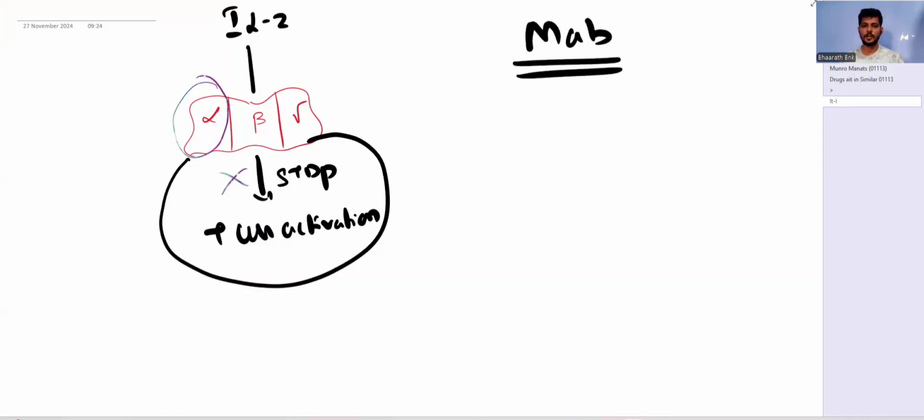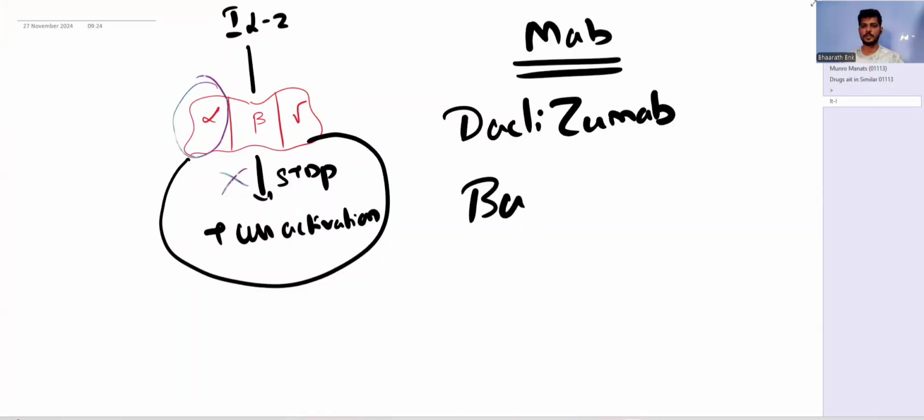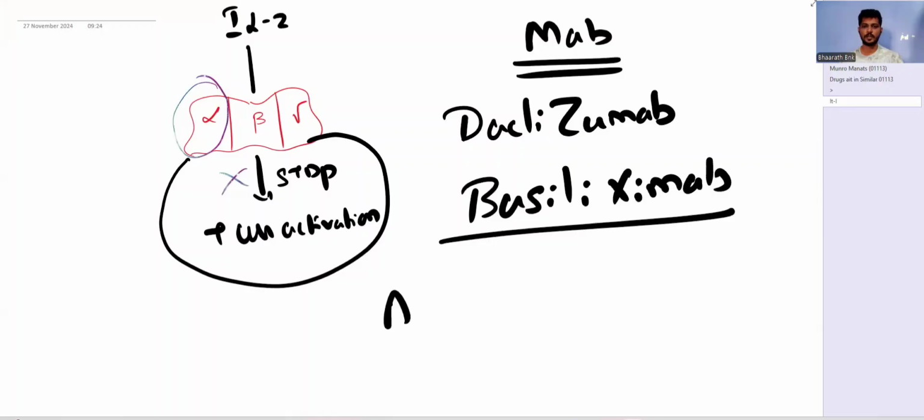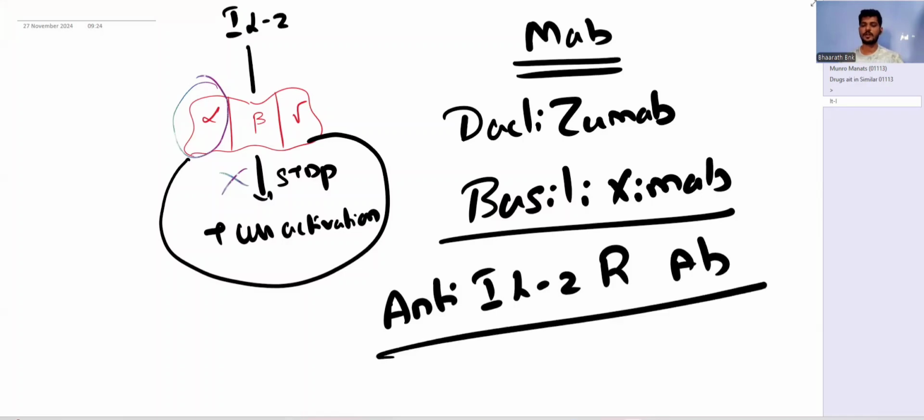Now, it was initially a humanized form which was called daclizumab. And later they produced a chimeric form of this, which is called basiliximab. Because they inhibit the interleukin 2 receptor, they are called anti-interleukin 2 receptor antibodies. Okay? So these are another class of the induction agents. Anti-interleukin 2 receptor antibodies: a humanized form is daclizumab, and a chimeric form is basiliximab.